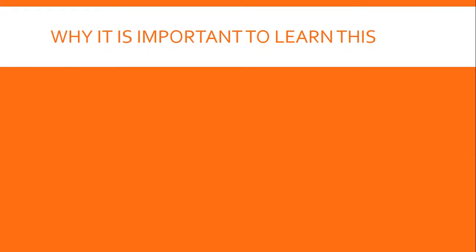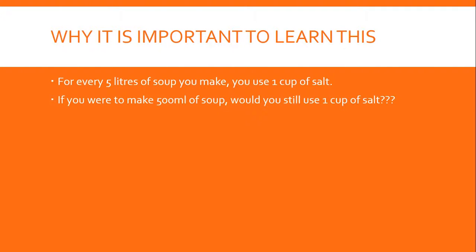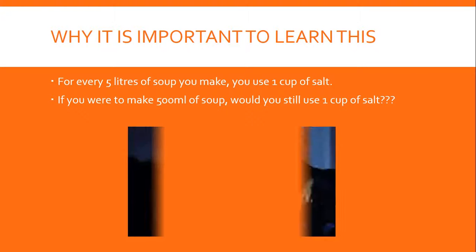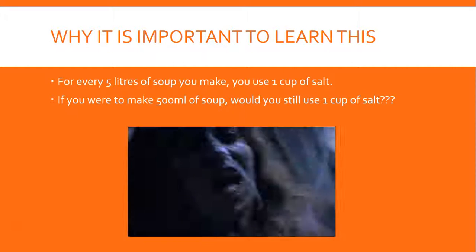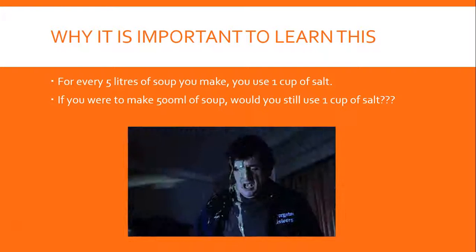Why is it important to learn this? Well, imagine this scenario. For every 5 liters of soup you make, you use 1 cup of salt. If you were to make 500 milliliters of soup, would you still use 1 cup of salt? Well, that's when ratio comes in handy, because if you were to still use 1 cup of salt, your soup will be so salty. This is what will happen to whoever drinks it.